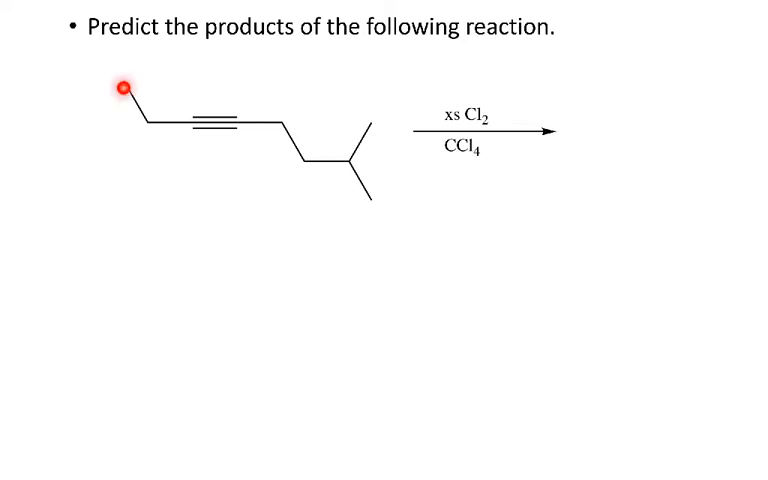So 1, 2, 3, 4, 5, 6, 7, 8. So I have an octane, 2, 3, 4, 5, 6, 7, 8. And on the second to the last carbon, I'll have a methyl group. And then the chlorines will be on carbons 1, 2, 3, and 4. Will each have 2 chlorines. So here's carbon 3. It'll get the 2 chlorines. Carbon 4, the 2 chlorines.